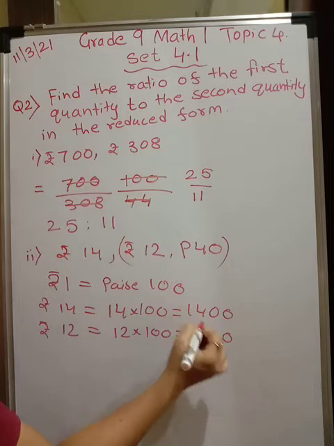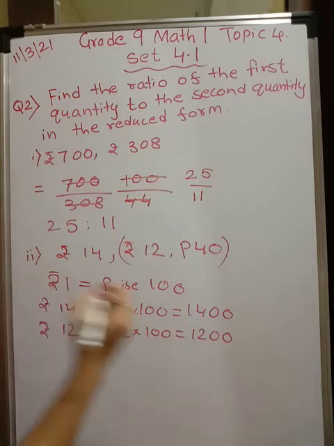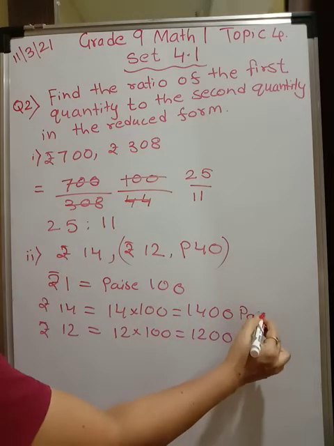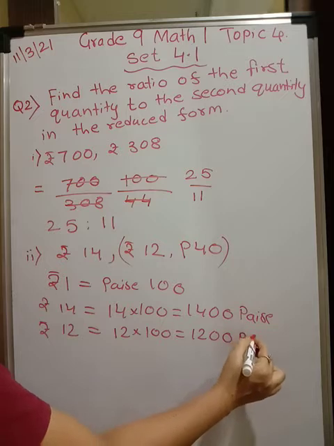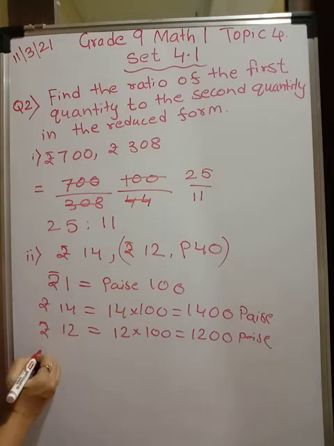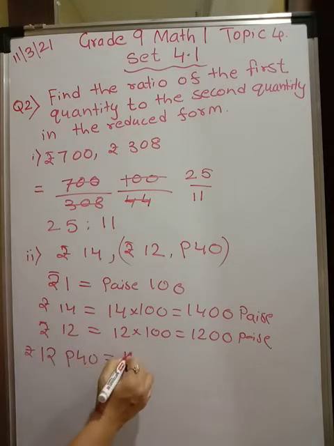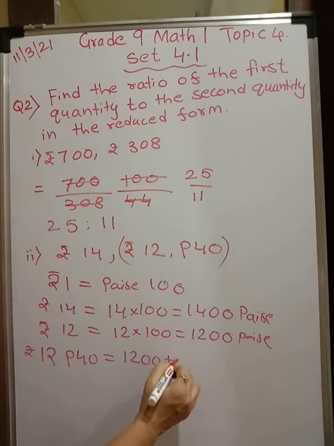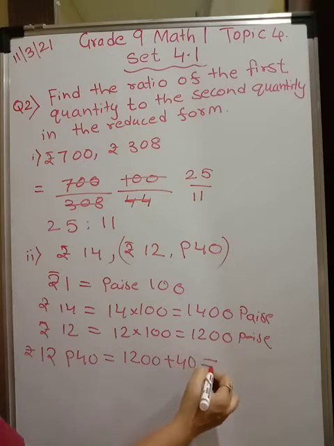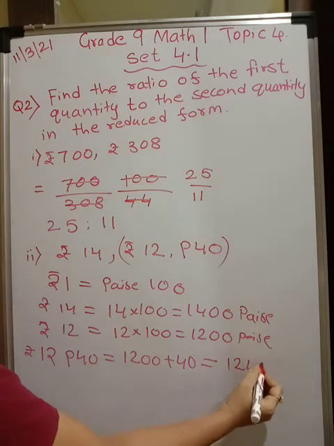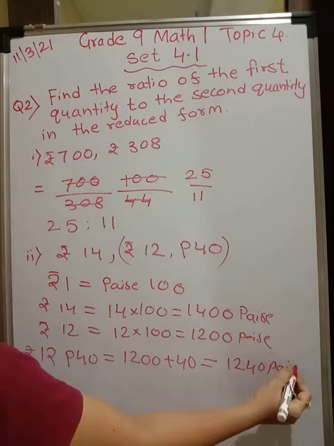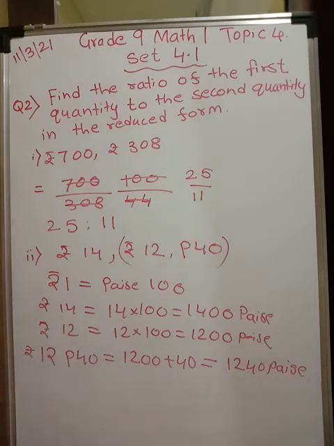This is in paise, this is in rupees. So if I have 12 rupees and 40 paise, it comes out to be 1200 paise plus 40 paise, which is equal to 1240 paise. Okay, got it everyone? And therefore now we have the ratio.